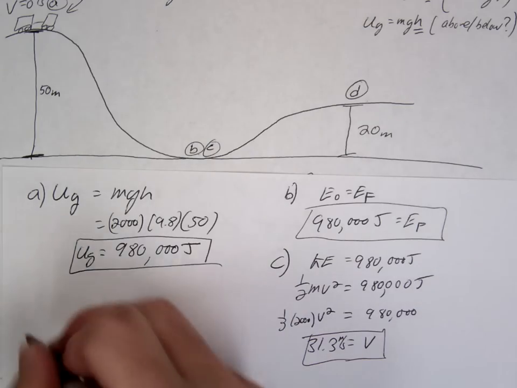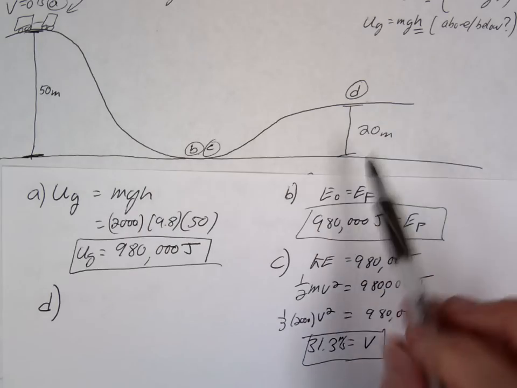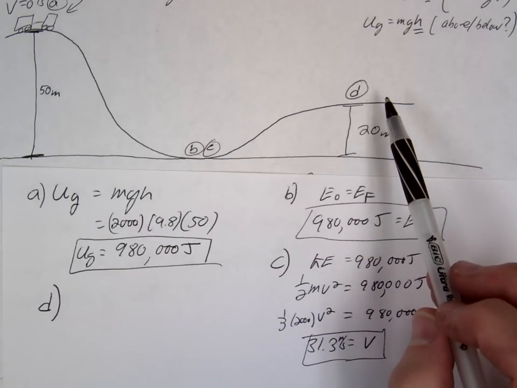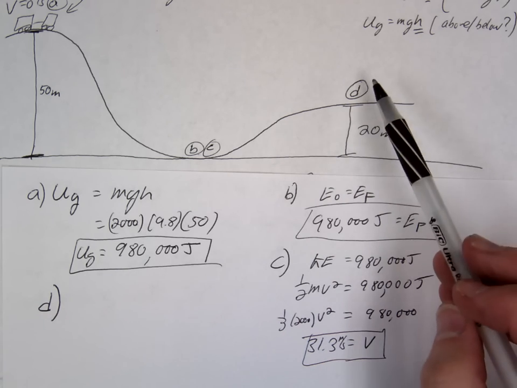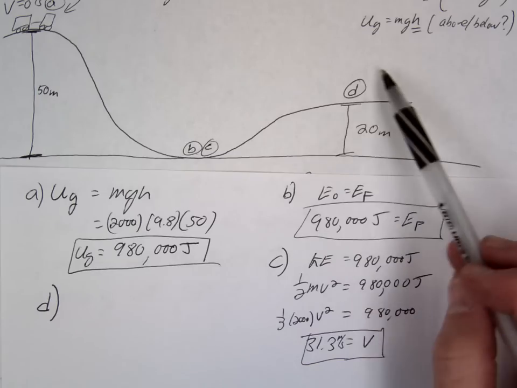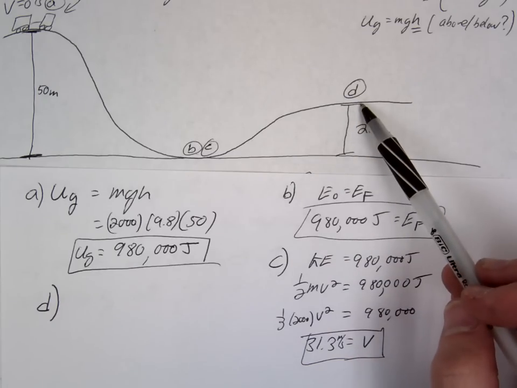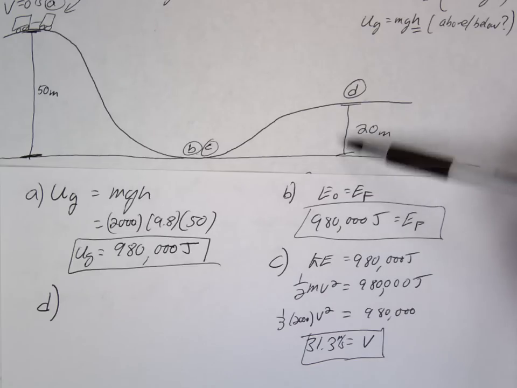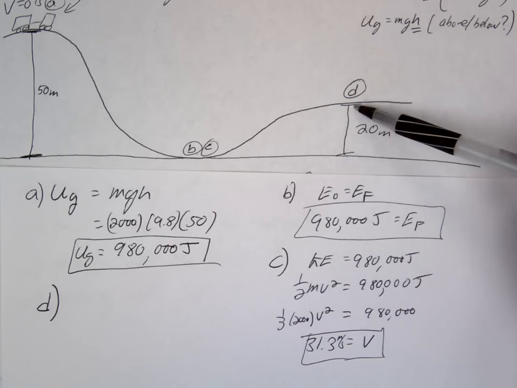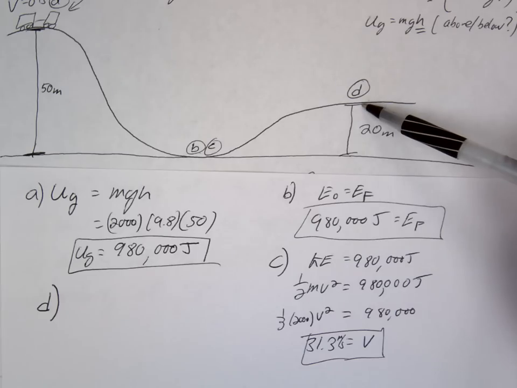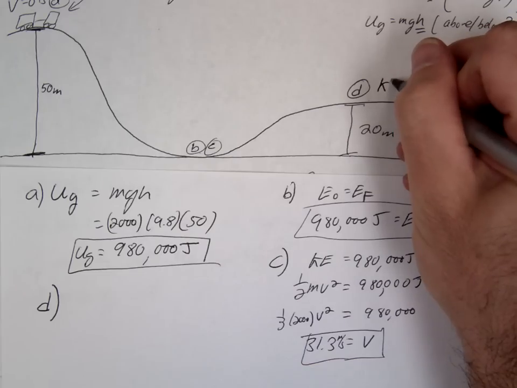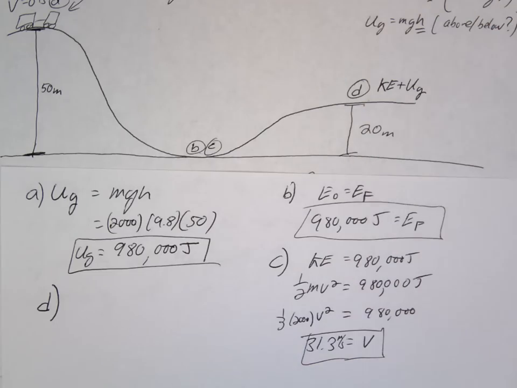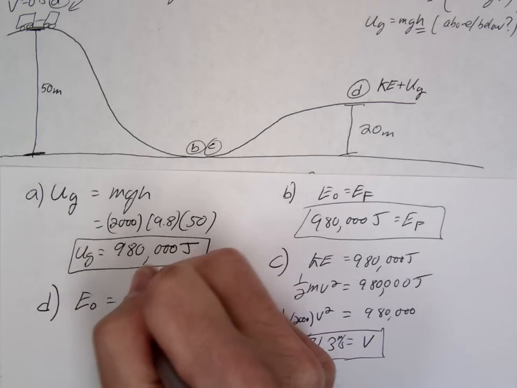Okay, ready for D? So D is asking you what's the velocity at point D. So again, you're going to ask yourself, what kind of energy do I have at D? Do I have potential energy at D? Yes. Okay, I'm above the ground, so I do have potential energy. Is the car still moving? Yes. So we have kinetic. So we have both types. So at point D, we have kinetic and we have potential energy. Both types. So E initial equals E final.